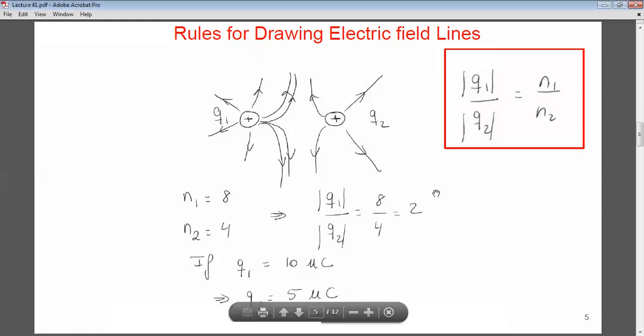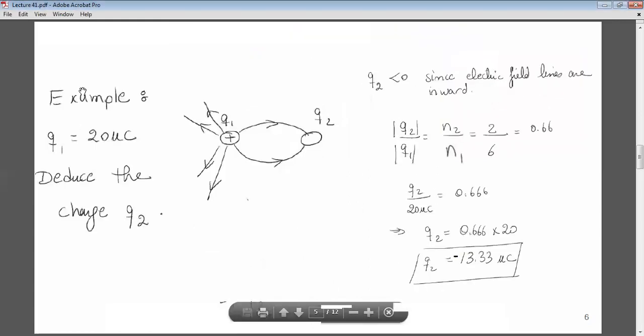Okay, let's take another example. Q1 equals 20 microcoulomb. Deduce the charge of Q2. First, I look at this. Q2 is here and the field lines are inward, so what is the charge of Q2? It's negative, because the field lines are inward. So Q2 is negative since the electric field lines are inward.